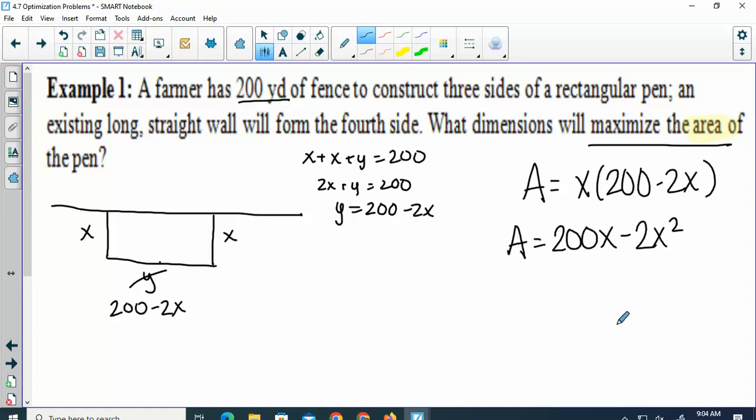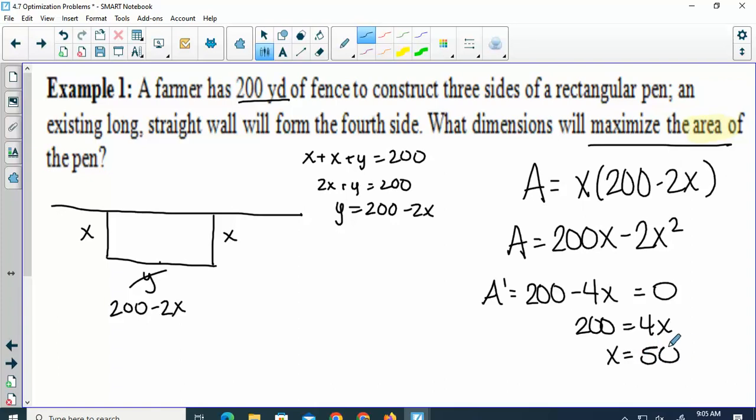So there's my area. If I want to maximize it, what do we do? Critical points when the derivative is 0. So that's 200 minus 4x. Critical points are anywhere the derivative is 0 or undefined. Would this ever be undefined? No, so we don't have to worry about that. So we get that x is 50.